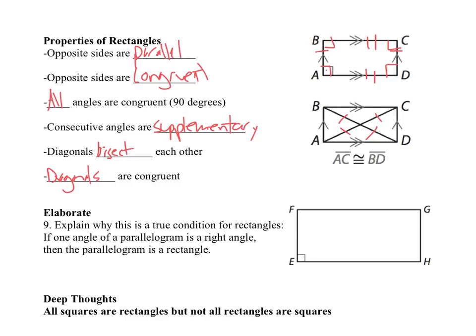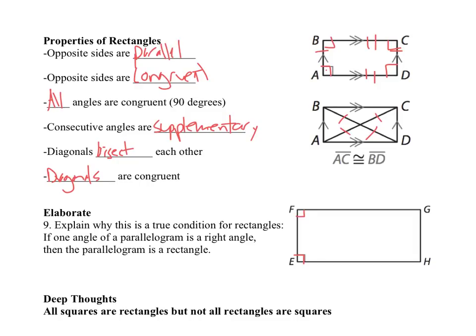All right, elaborate. Explain why this is a true condition for rectangles. If one angle of a parallelogram is a right angle, then the parallelogram is a rectangle. So let's take a look at it. So if this is 90, and we know it's a parallelogram, and so we know that same side interior, or consecutive angles, are supplementary. So if this is 90, this one has to be 90.